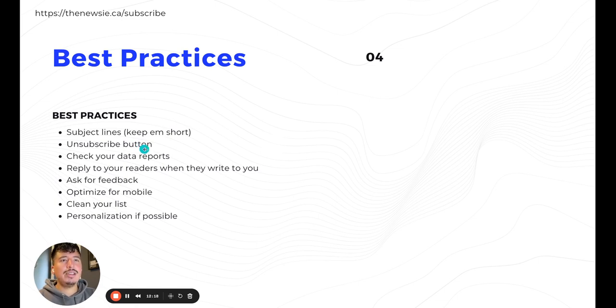Have the unsubscribe button. You want to have this. Beehiiv makes it really simple, very built in. But let's say you have a lead magnet that people subscribe to your email for, and they get the lead magnet. I like to have an unsubscribe button in my lead magnet email, so that I could ask, hey, do you still want to receive emails from me?